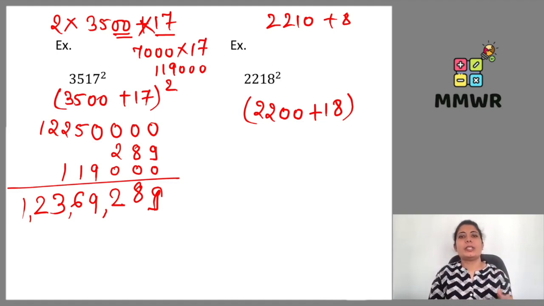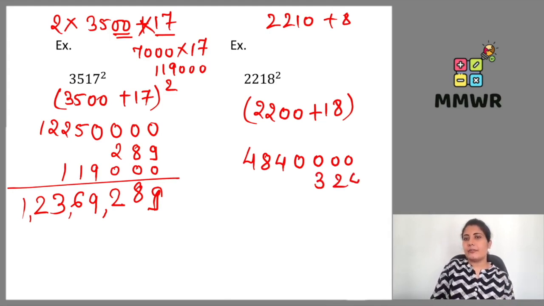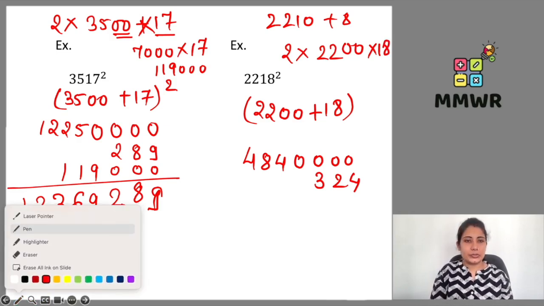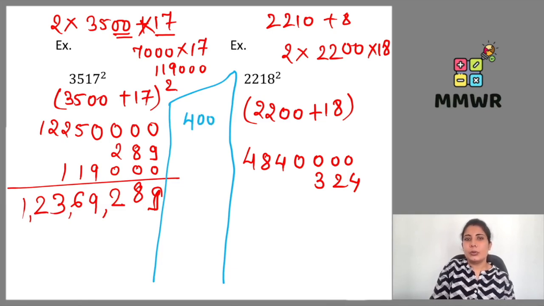So how will we do it? 2200 plus 18. Let's take the square of 22, which is 484 with 4 zeros at the end. Now the square of 18 is 324. Then we have to take the product of 2 with 2200 multiplied by 18. So this is going to give us, let's change the color now, we need a lot of space for rough work, 4400 multiplied by 18.